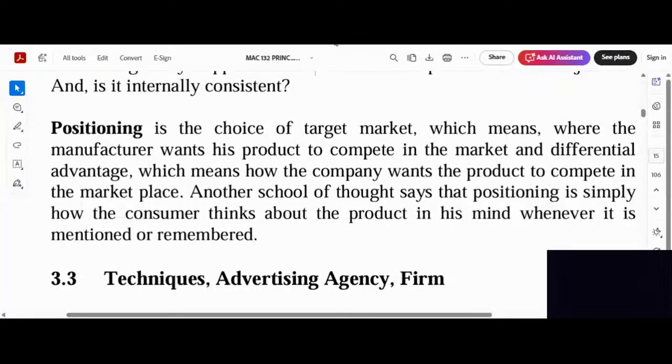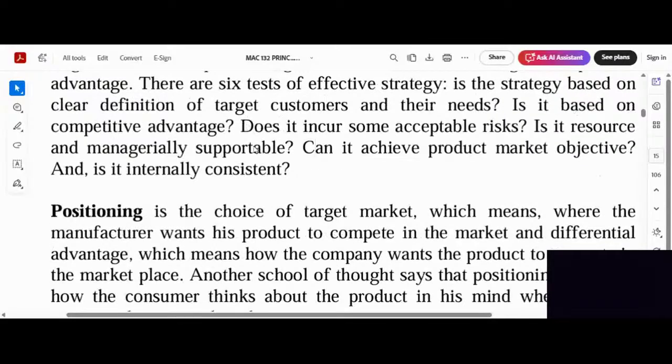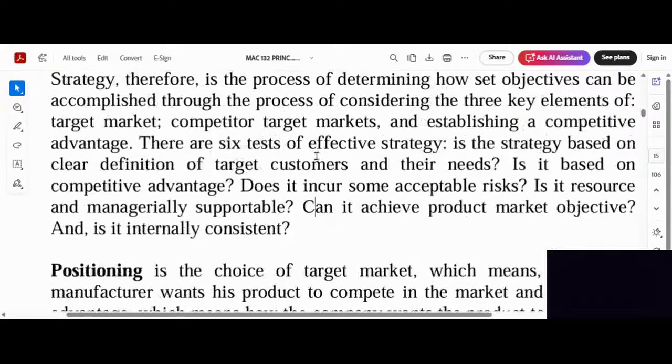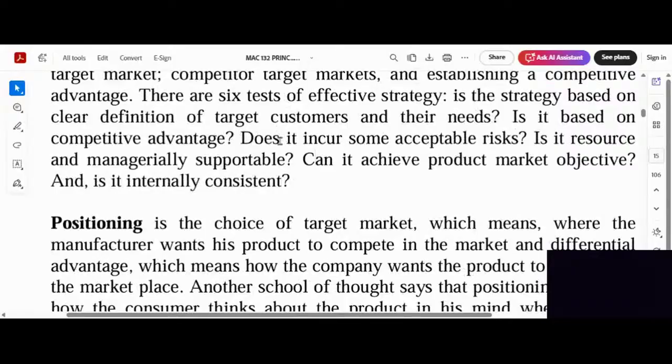Next thing we'll be talking about is positioning. And before we talk about positioning, I am going to test us again.